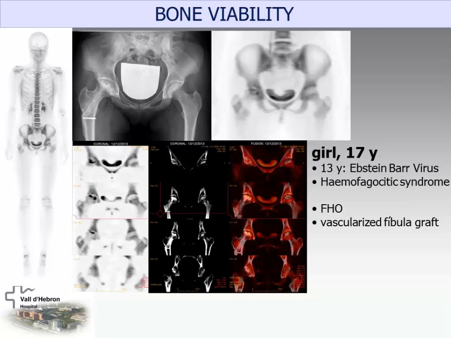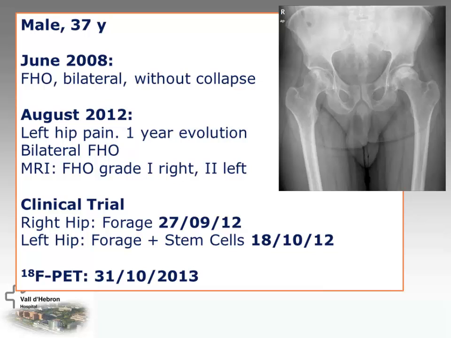But if you look at the whole body PET scan, what about the foot, the feet? There are areas of osteonecrosis also on the distal part of both tibias. Okay, and after this, these areas have been treated, but I don't have the image, with stem cells, with punction with stem cells. Okay, this is another case.